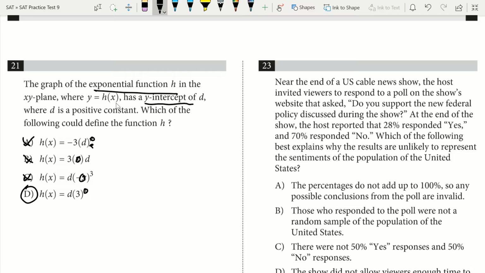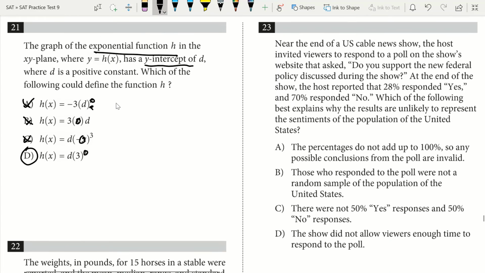All right, now I can go ahead and move on, or I'll explain this one a little bit more. So for answer choice D, I plug in 0 for my x. 3 to the power of 0 is equal to 1. Okay, so now I have 1 times d, whatever my y-intercept is. So my answer there is D.